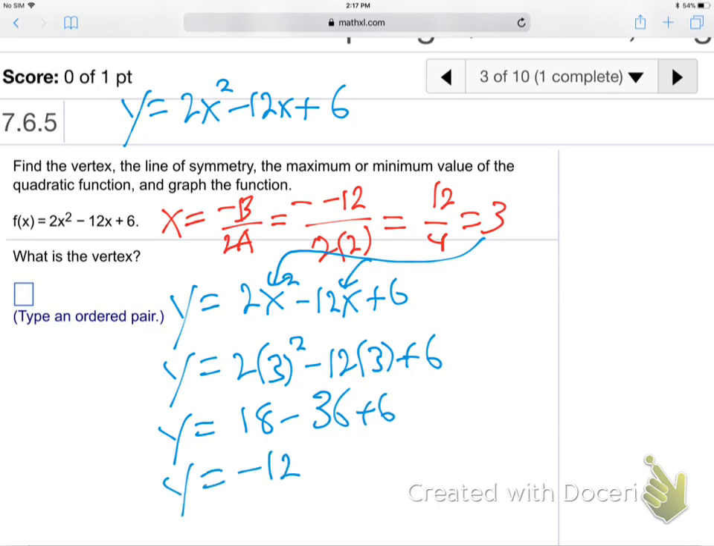Is it minus 12? For y? Yeah. So we got the center, 3, minus 12. That good? Is this U-shape going up or down? How do we know it's going up?